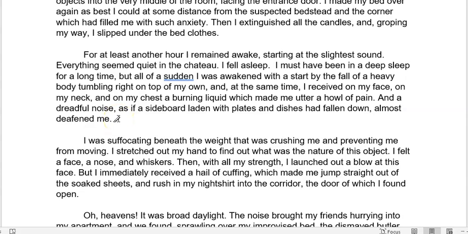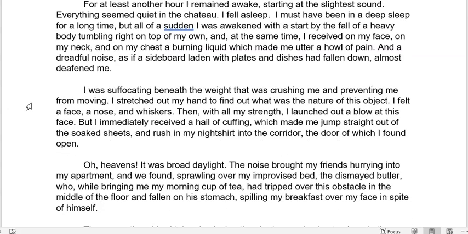So something happens where he feels a heavy body tumbling over, he feels this hot liquid all over his body, and that hurts. Right, he hears a dreadful noise, and he hears plates and dishes falling down, a very loud clatter. So what is going on here? What exactly is going on? Is this part of the practical joke? Is this the prank that he has been worrying about all night?